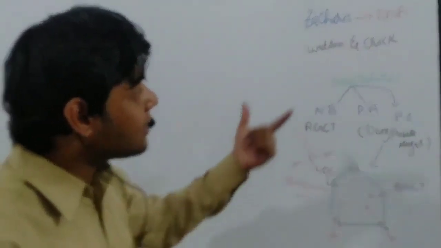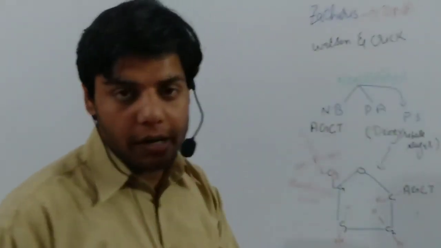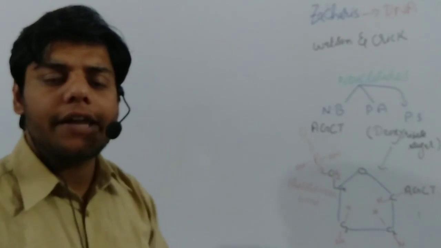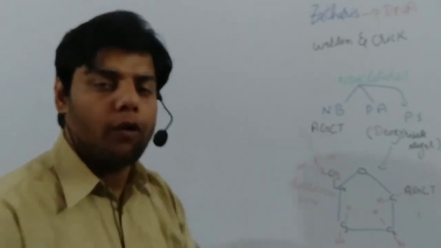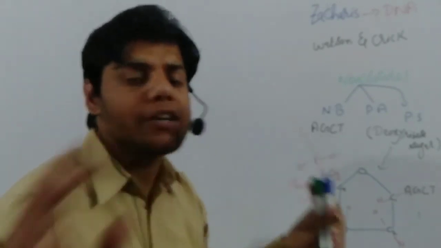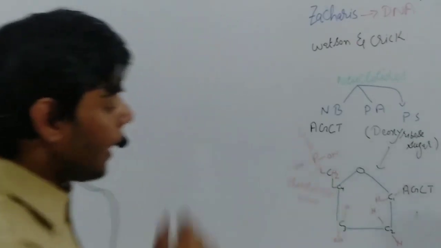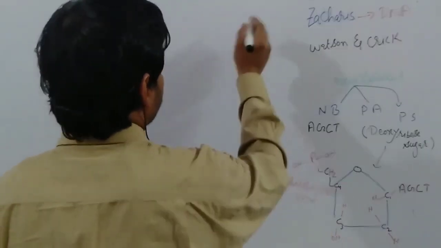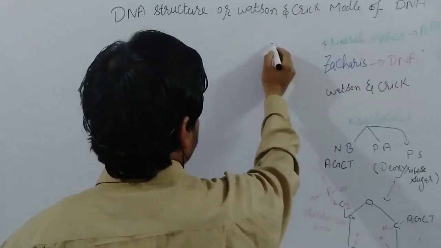But as we are explaining the Watson and Crick model, Watson and Crick explained the structure of DNA very well, a complete structure of the DNA. According to them, DNA is double stranded. So how will it look? It will look in this form.